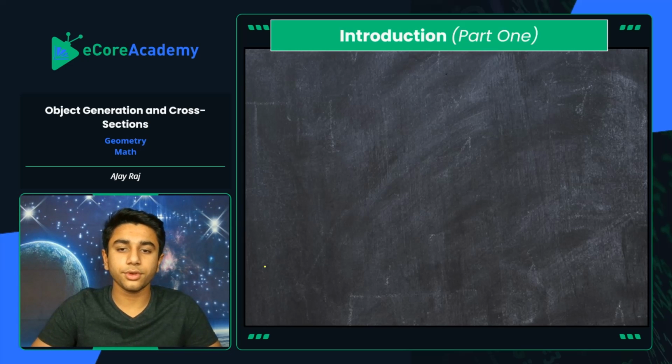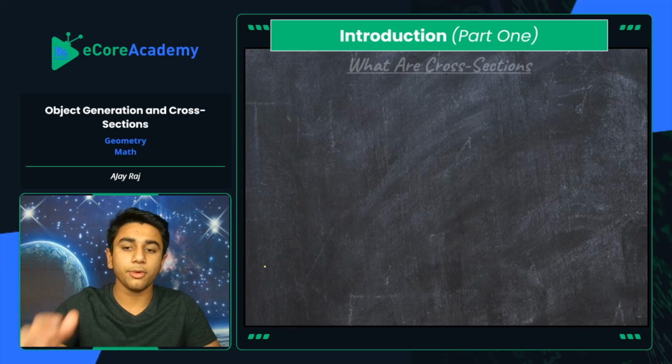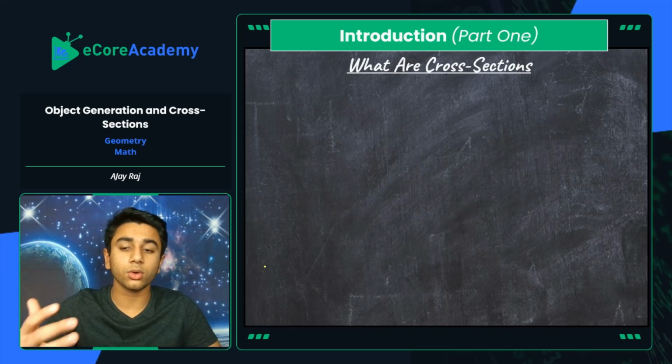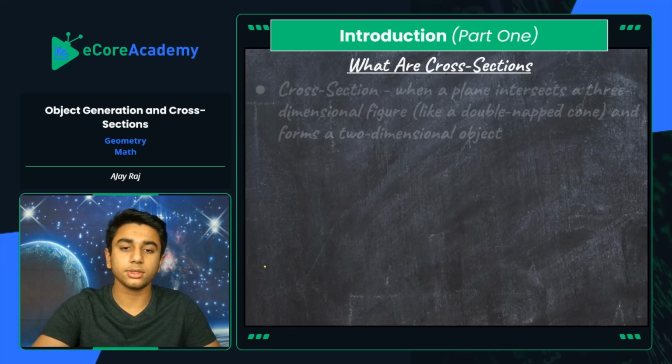All right, starting off with our first slide, we have our introduction. This is part one. I'm going to split these introduction slides into two different separate slides pertaining to our object generations and our cross sections. But for this first slide, we're going to look at what are cross sections. What exactly are cross sections, and what do they represent?